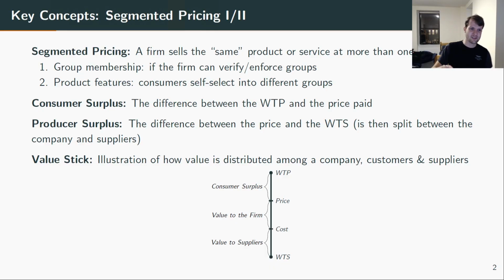And you saw a concept that I still find sort of strange, but it is what it is. It's the value stick. We're basically saying we're going to try to compare willingness to pay to price to cost to willingness to sell. And we just have to make sure that everyone buys whatever maximizes the difference between the willingness to pay and the price.